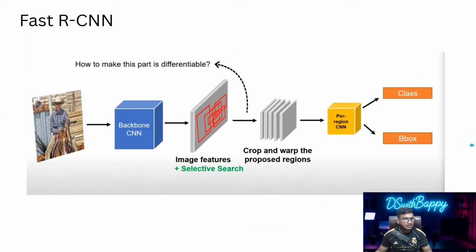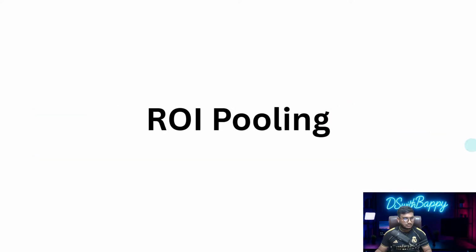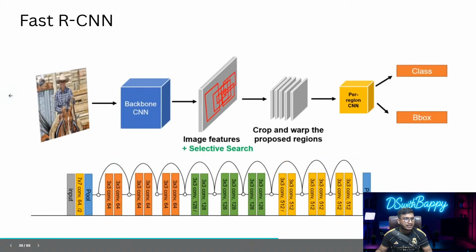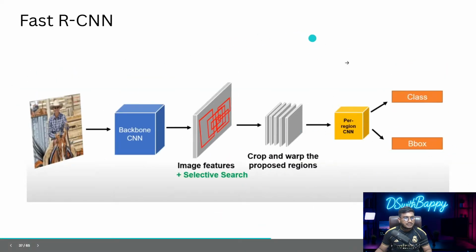The section name is this one, ROI pooling. Okay, so what is ROI pooling? We'll try to understand, but before that, let me show you one thing. So let's say this is our architecture. And you can see here we are having a backbone CNN and a per region CNN.